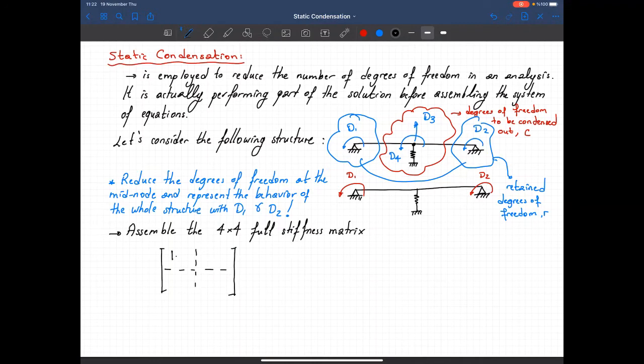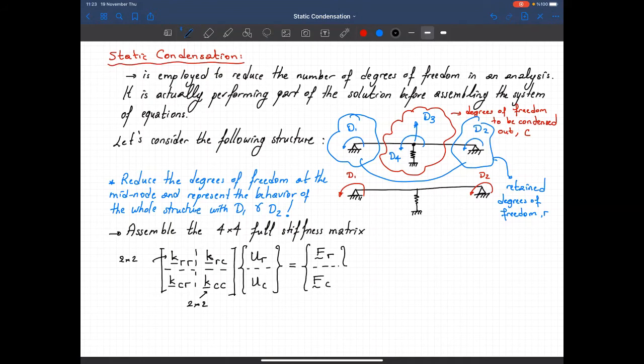Here I have the stiffness coefficients for the retained degrees of freedom. Here is the stiffness matrix for the condensed degrees of freedom, and I have the coupling terms here. Okay, and remember that this is 2 by 2. In this specific example, this is 2 by 2. Here I have the displacement corresponding to the retained degrees of freedom, displacement corresponding to the condensed degrees of freedom, and that's equal to forces, unbalanced forces applied to the retained degrees of freedom and unbalanced forces applied to the condensed degrees of freedom.